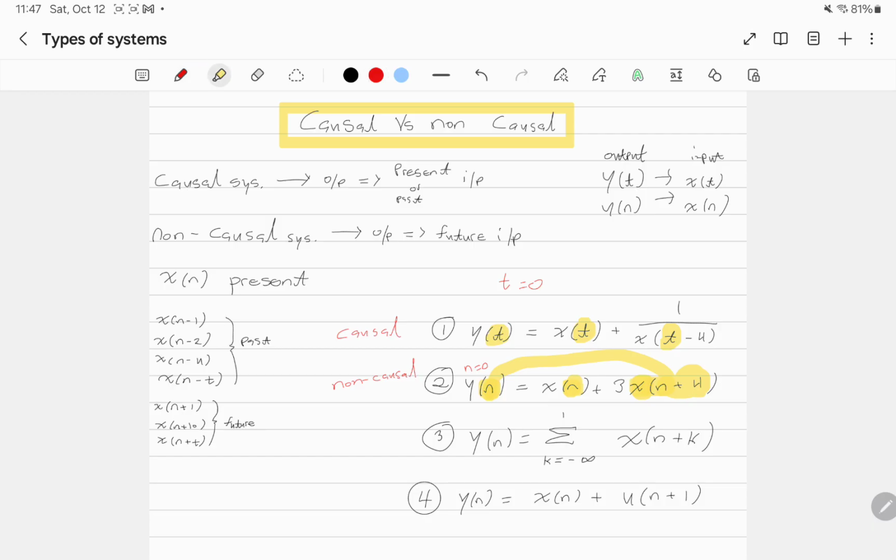Let's go over the next example. So let's say n is equal to 0 here again. Now we have n plus k, and k could be anything from minus infinity to 1. And if it's 1, then it could still be a future value. So if you get n plus 1, the output depends on the future value of the input, which makes it non-causal.